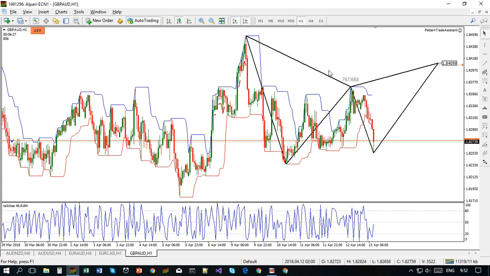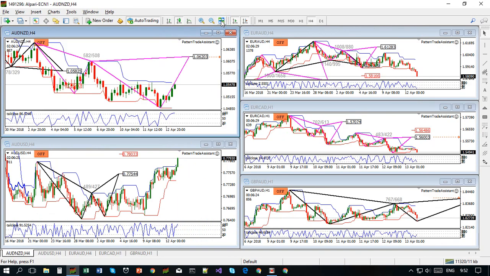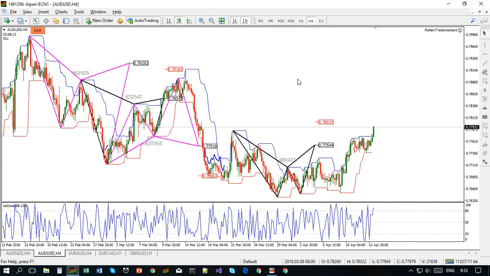Okay, if you are interested in the trading opportunities that I have on my radar, here they are: Aussie New Zealand 4 hour, Aussie dollar 4 hour, Euro Aussie 4 hour, Euro Canadian 1 hour, and Pound Aussie 1 hour as well.